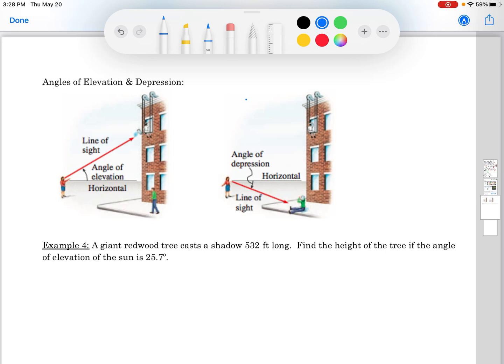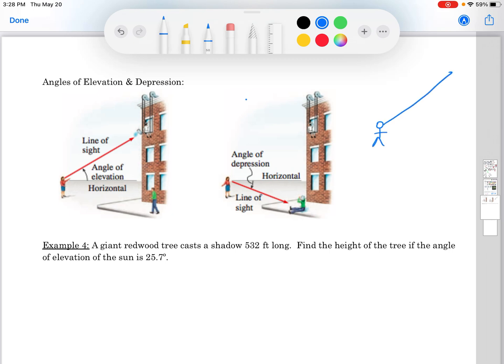All right, and then there's one more thing we're going to talk about. That's your angle of elevation and depression. So your angle of elevation is from the horizontal up. You're usually looking up at something. And the angle of depression is from the horizontal down. And these really are alternate interior angles.